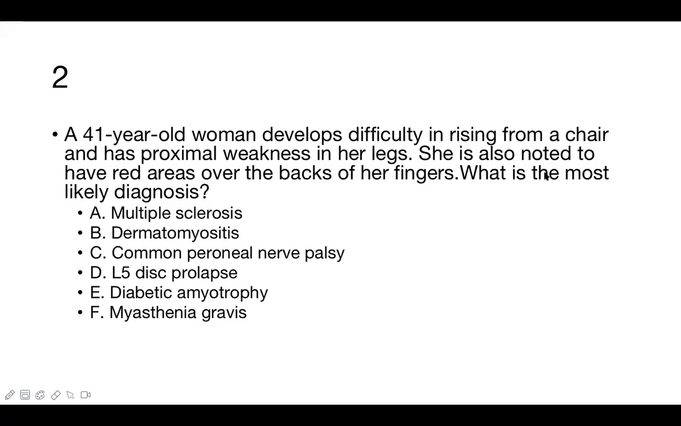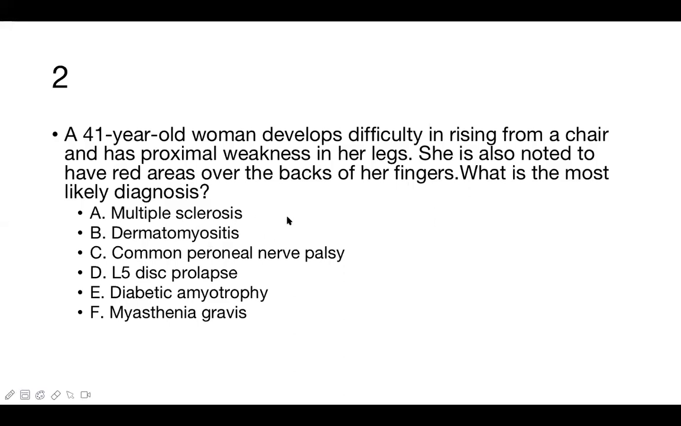She is also noted to have a red area over the back of her finger. Now if you have studied dermatomyositis somewhere, then you must remember this finding. This is called Gottron's papule. Gottron's papule is one of the pathognomonic features of dermatomyositis. One more feature I would like to tell you: just over the upper eyelid there is a rash in dermatomyositis, called heliotrope rash. So these three things, proximal myopathy, Gottron's papule, and heliotrope rash, are highly typical of dermatomyositis.